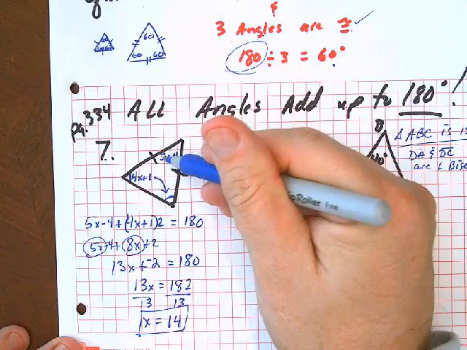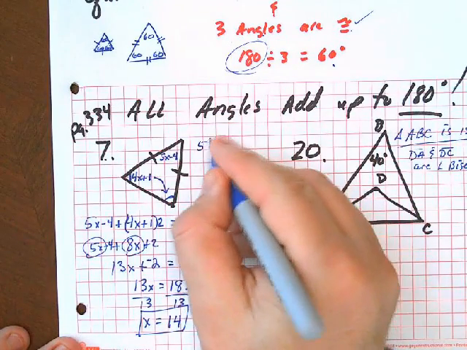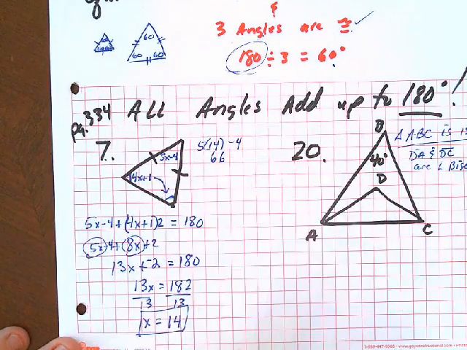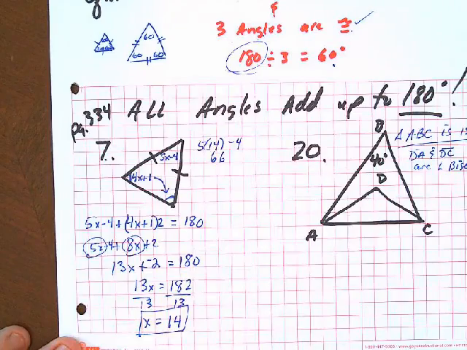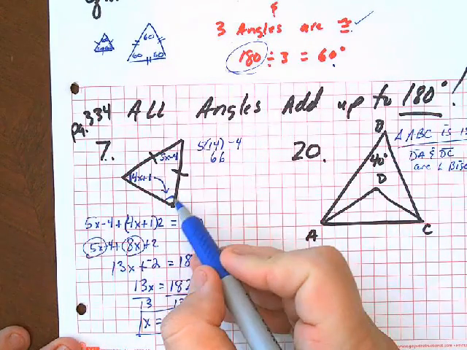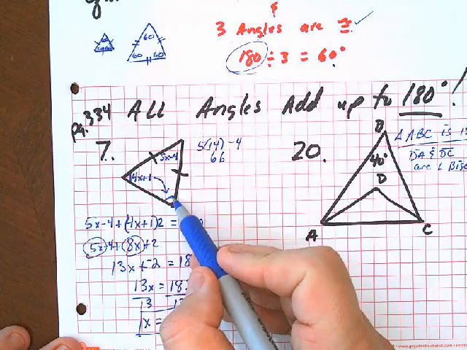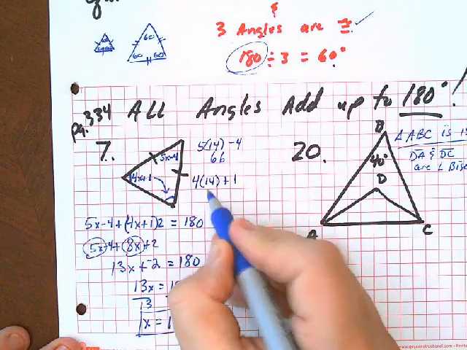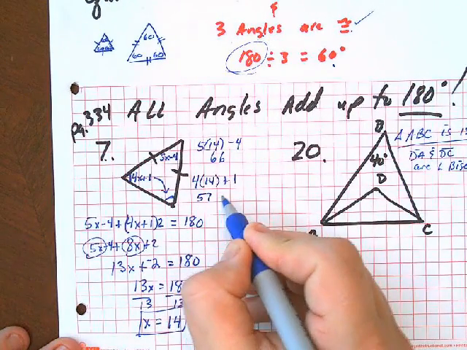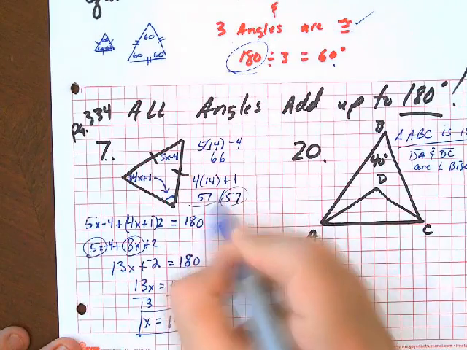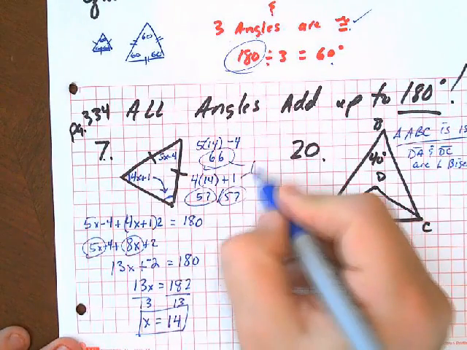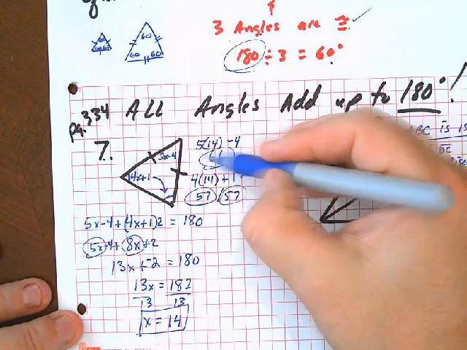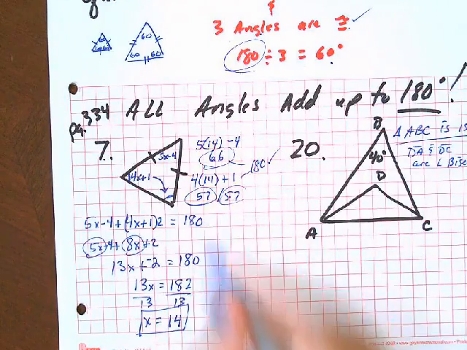If I put that in, what's 5 times 14? That's 70 minus 4, which would be 66. And then that would make this, what? Well, let's put it in. 4 times 14 plus 1 is 57, and 57. So add those three together. Did we get 180? We do. Check. So my three angles of the triangle are 66, 57, and 57. Using a lot of algebra.